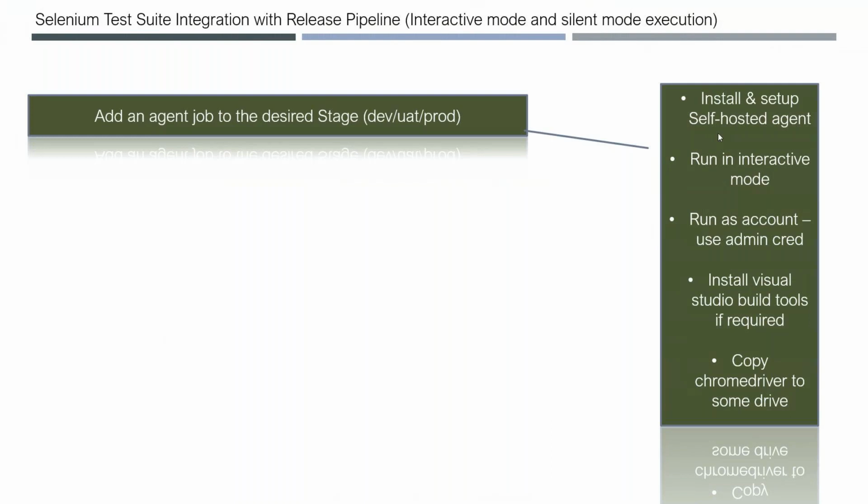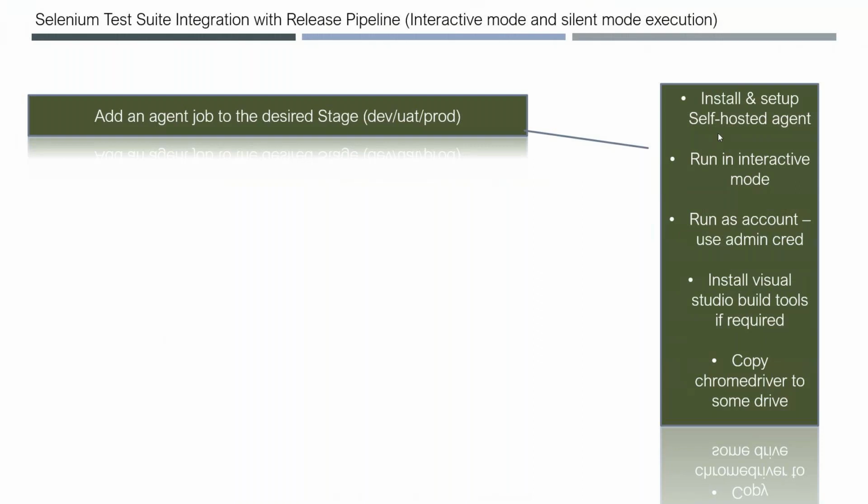And then we're going to run in interactive mode. Interactive mode means when you run the Selenium test case, it opened the browser, right? And we were seeing what is happening. That is called the interactive mode. That means when you run this release pipeline as well, you can visually see the browser opening and the system typing in something. All those things can be seen. So that is important: run in interactive mode.